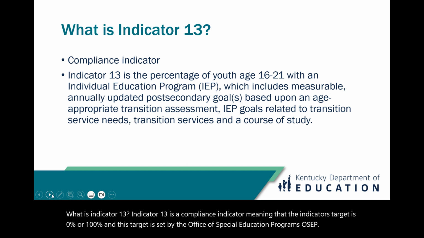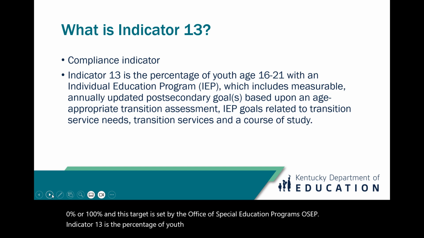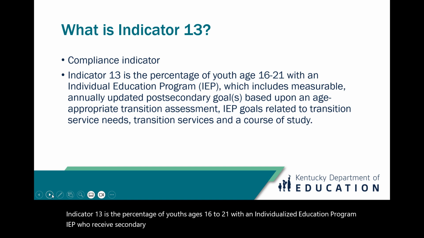Indicator 13 is the percentage of youths ages 16 to 21 with an Individualized Education Program, IEP, who receive secondary transition planning and services that comply with the Individuals with Disabilities Education Act, IDEA.